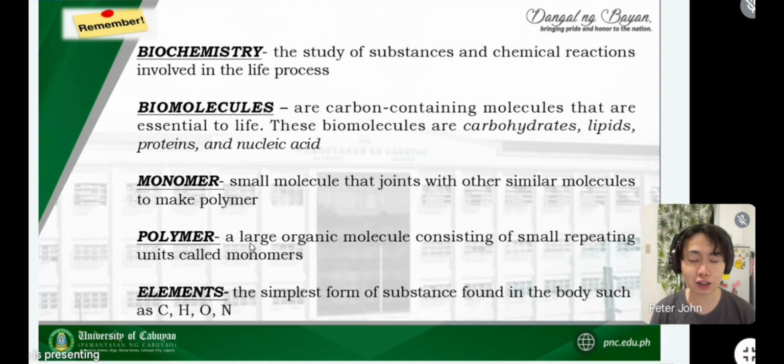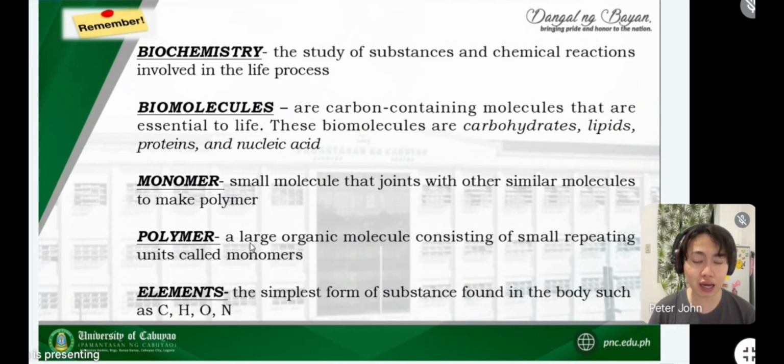We have the term biochemistry. Biochemistry is a study of substances and chemical reactions involved in the life process. So, basically, it is a mix or hybrid of chemistry. It is a mixture of biology and at the same time chemistry. Hence biochemistry. But the focus is the chemicals that are found in life forms.